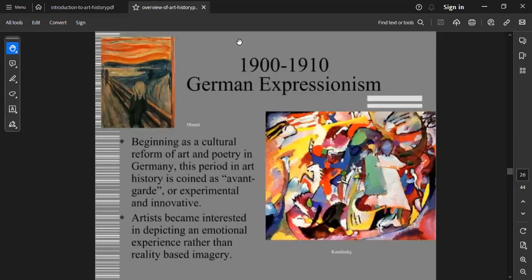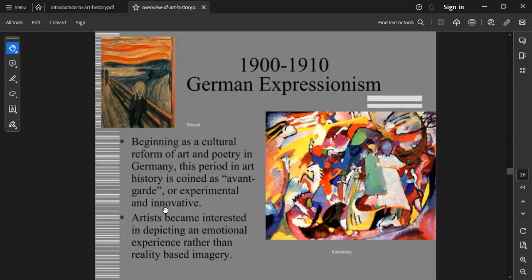So between 1900 till 1910, we had witnessed German expressionism, and these are some of the works. This is done by Munch, which we have already discussed. This is done by Kandinsky, which is again a very famous work. This was treated as a beginning of the cultural reform of art and poetry in Germany. And the Bauhaus School of Art is responsible for most of the artistic revolution which happened in the country, and it also influenced the rest of Europe and the USA.